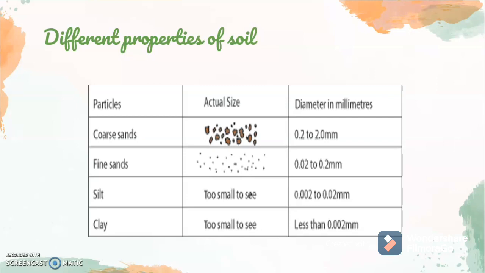What we can say here is that the actual size of silt and clay is too small that it cannot be seen by the bare eyes. Therefore, the diameter of clay is below 0.002 millimeter.